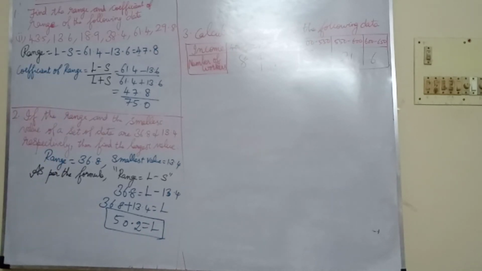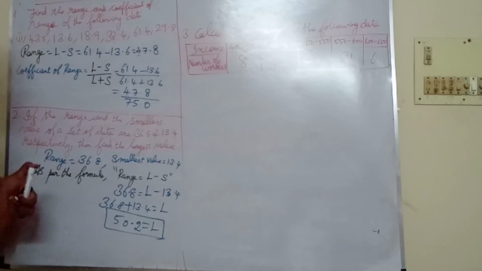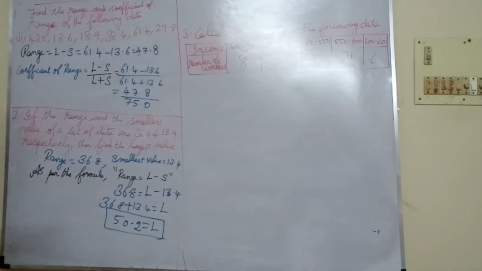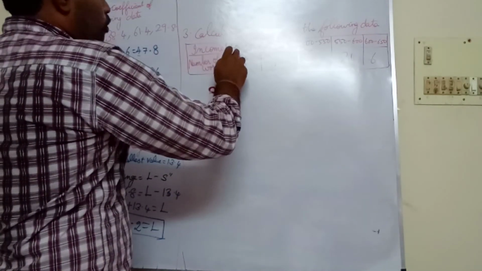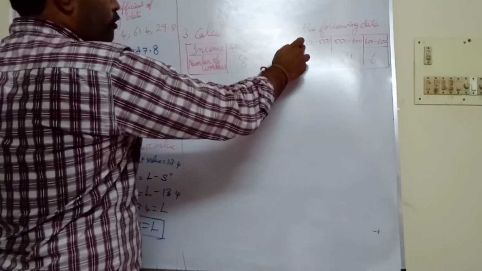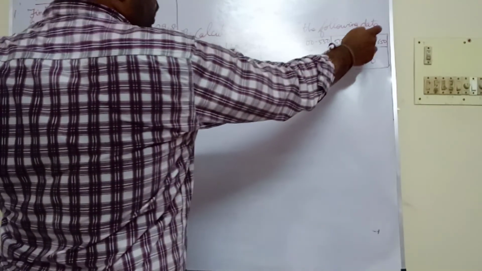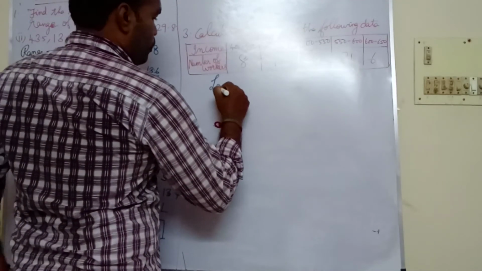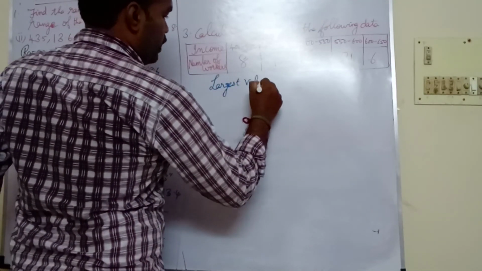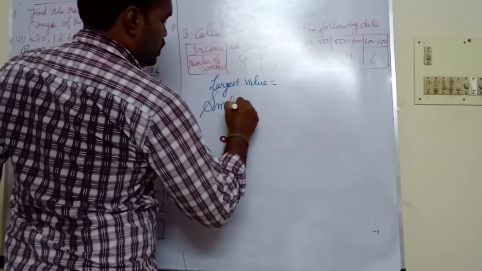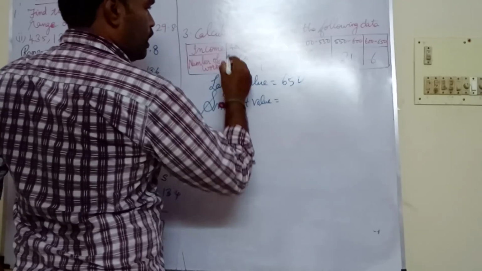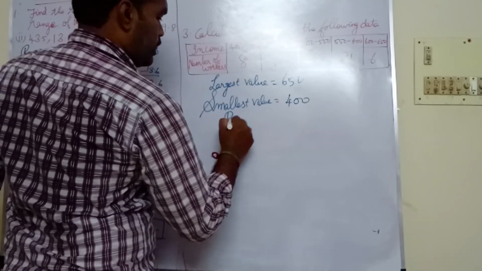Are you able to understand? Yes. Okay. The next one. Calculate the range of the following data. They have given the data as 400 to 450, 450 to 500, 500 to 550, 550 to 600, 600 to 650. Among these values, which one is the largest value? Because we need to find the value of range. Which one is the smallest value? Largest value is 650. Smallest value is 400.